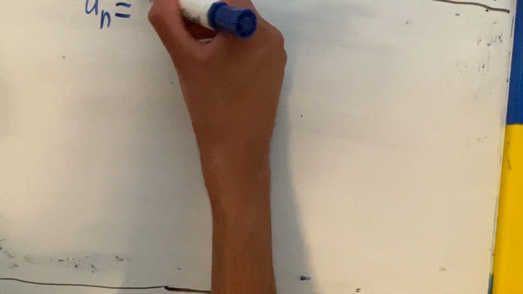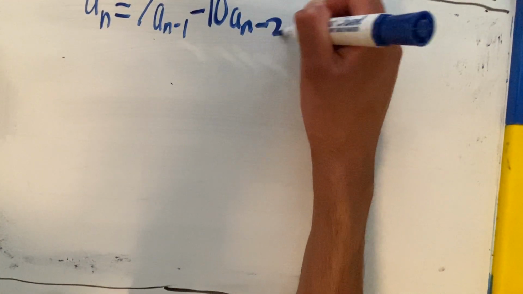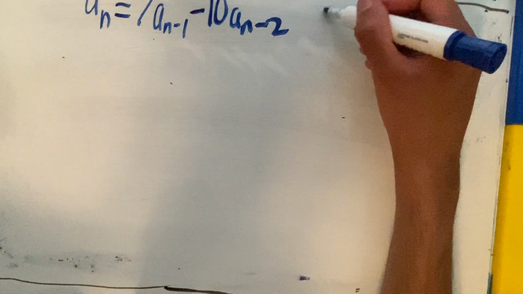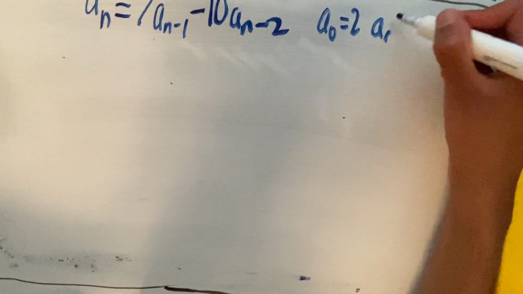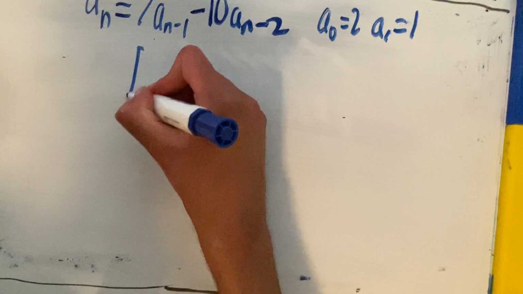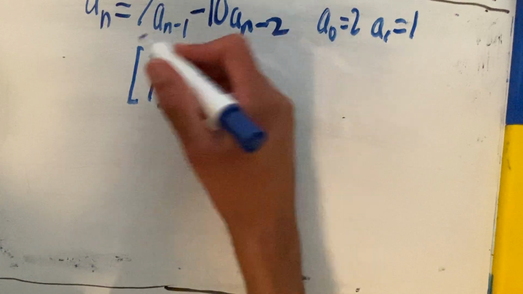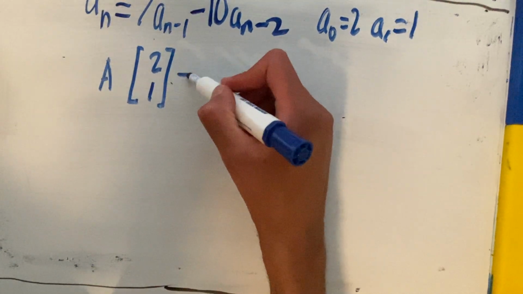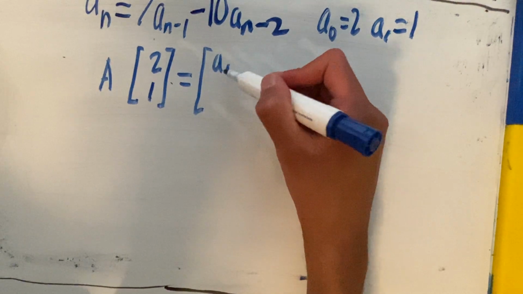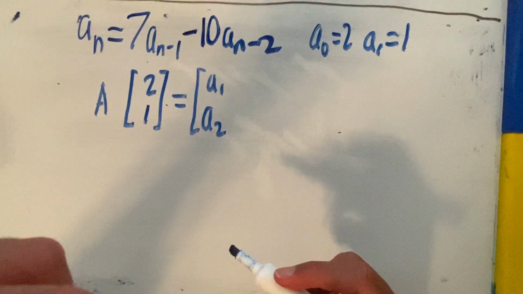So let's do the same example as before. a sub n equals 7 times a sub n minus 1 minus 10 times a sub n minus 2. And look at what this looks like. Oh, and of course, we need the initial condition. a sub 0 equals 2, a sub 1 equals 1. So the initial conditions vector looks like this. a sub 0, a sub 1 is going to be 2, 1. And now we want some matrix A such that this gives us a sub 1, a sub 2.